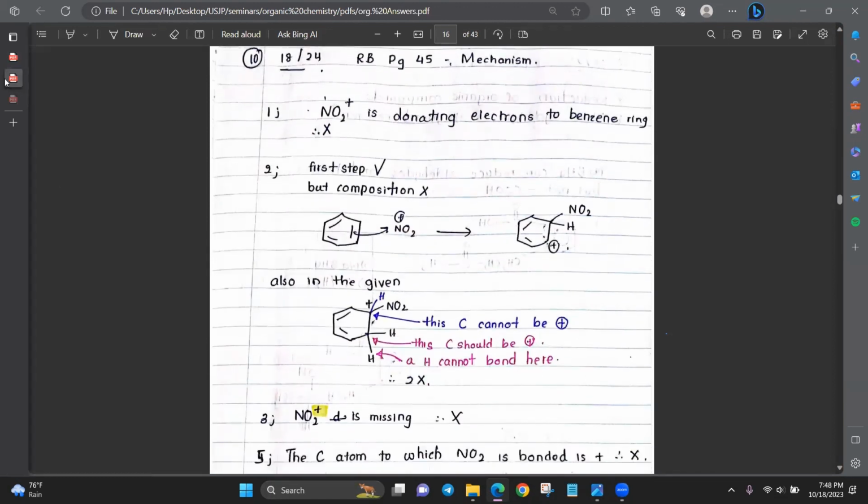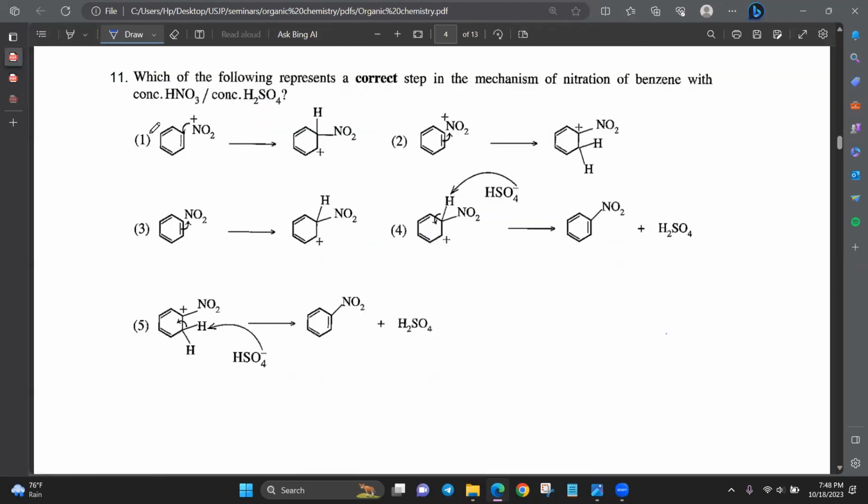Now, if we consider the first answer, we have to go one by one, checking which one is correct. We can't write the mechanism of nitration all at once and then check, because there's no time in the MCQ paper. We are in a kind of race. So it's better to go through the answers one by one and check whether the composition is correct and whether the step shown is there in the mechanism, because we already know the mechanism in our minds.